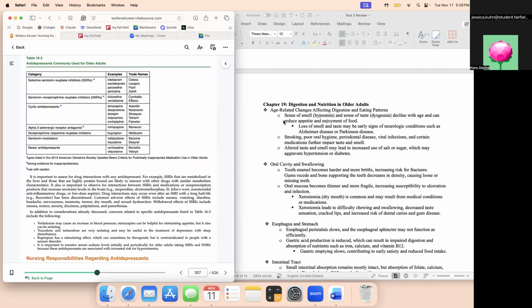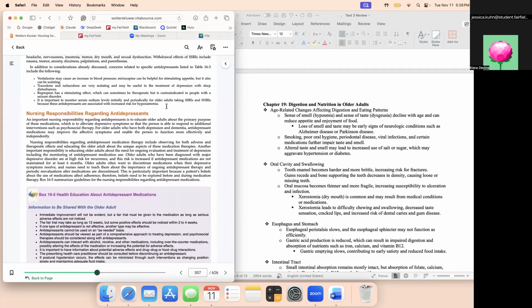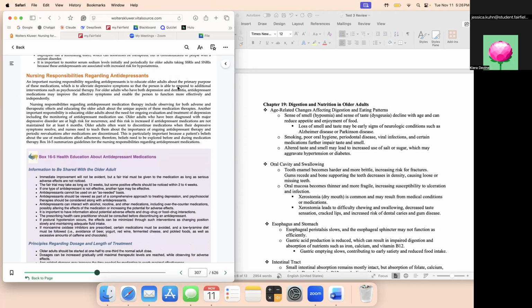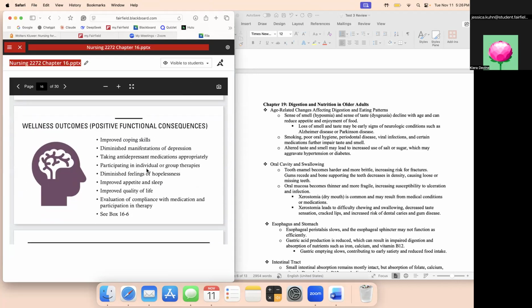Like the SSRIs, it's mentioned here that they take some weeks, things like that. You'll have to know things you're observing for, like side effects. It's an ongoing evaluation for the depression, and it can take some time for those to kick in.